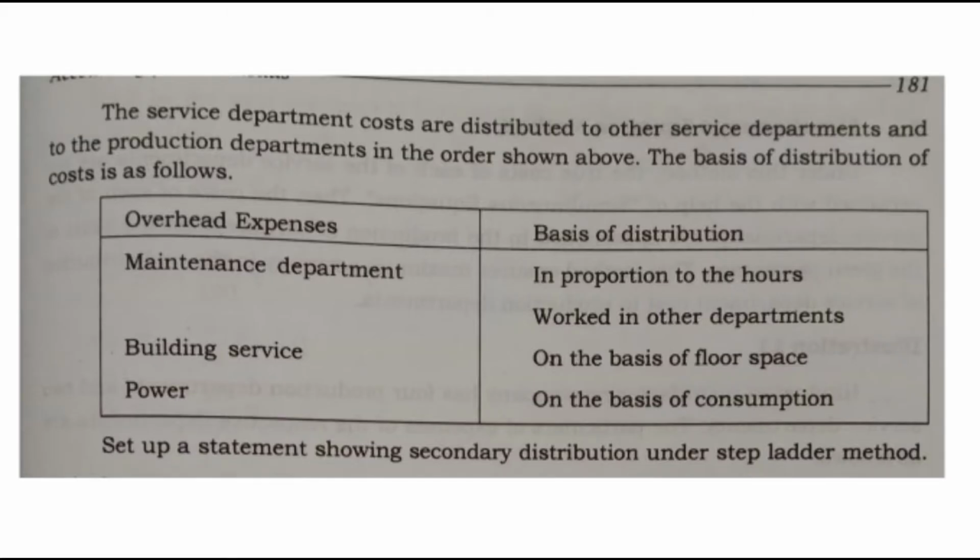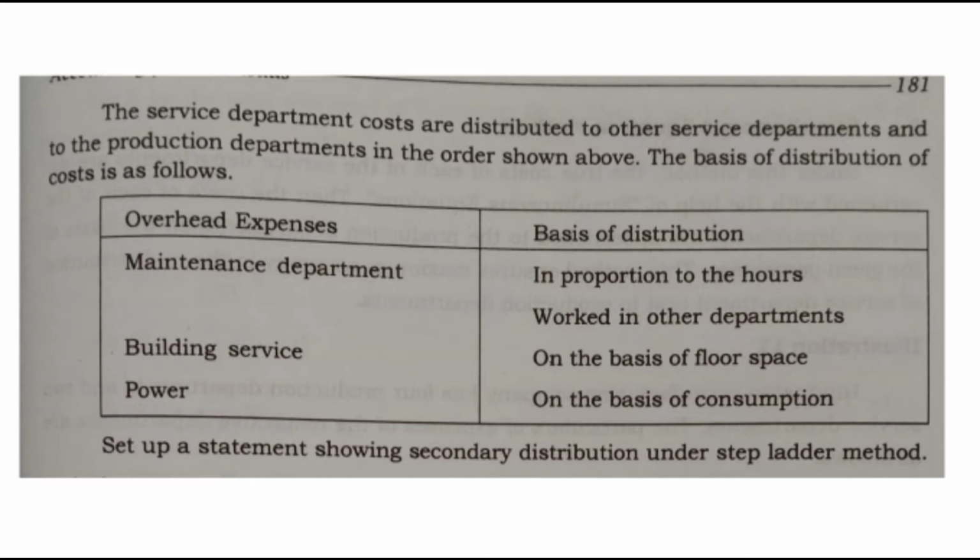Here we can see the basis of distribution of overhead expenses. First, maintenance department in proportion to the hours worked in other departments. Second, building service on the basis of floor space. Third, power on the basis of consumption. Set up a statement showing secondary distribution under step ladder method.